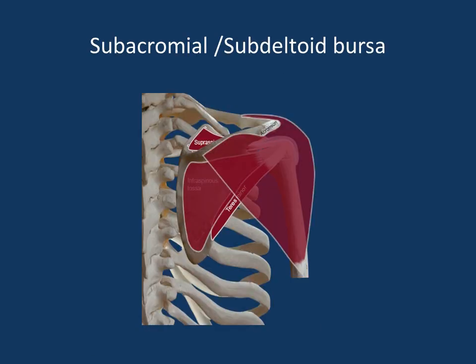The subacromial subdeltoid bursa covers the entire shoulder under the deltoid muscle. It is separated from glenohumeral joint by the rotator cuff muscles and tendons. The normal bursa appears as a thin hypoechoic line between the two layers of hyperechoic peribursal fat.